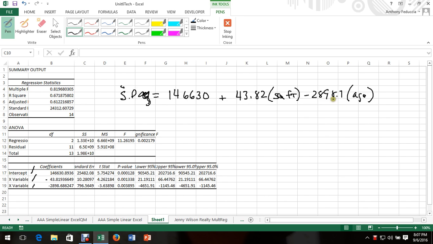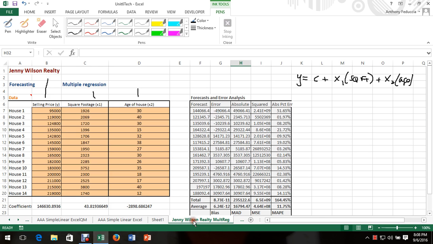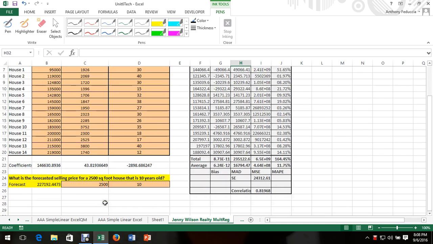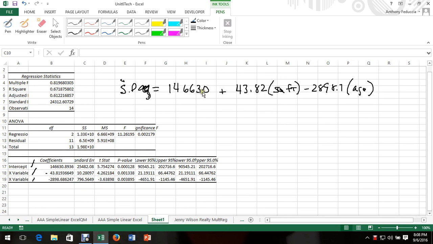And so if we go back here to Jenny Wilson, marketing, you notice that right here, what is the forecasted selling price for a 2,500 square foot house that is 10 years old? 2,500, 10 years old. So what we're going to do is go back in here and say, okay, we have 2,500 square feet and our age is 10, okay? And so we're going to do the math.